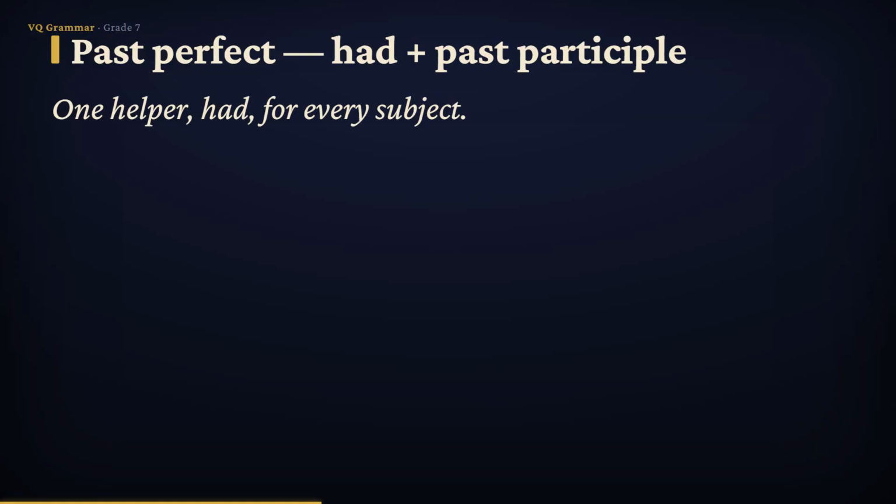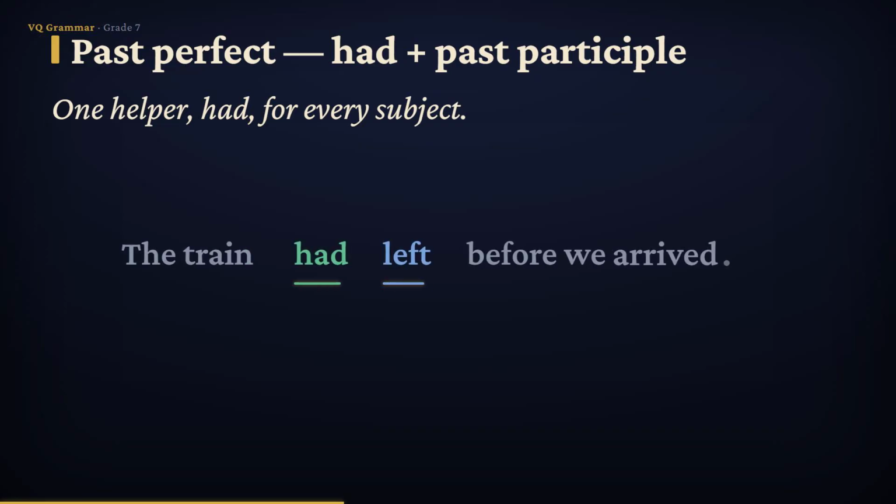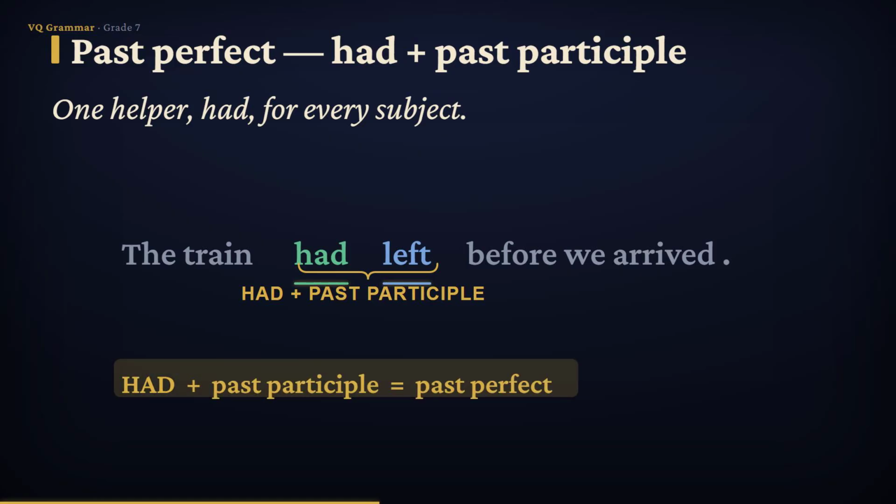Time for the second tense, the past perfect. Its formula swaps the helper to had, just had for every subject, plus a past participle. Look at this. The train had left before we arrived. The helper had joins with the participle left. Notice there are two past events here, the train leaving and us arriving. The past perfect, had plus a participle, is the one that finished first, before the other past moment.